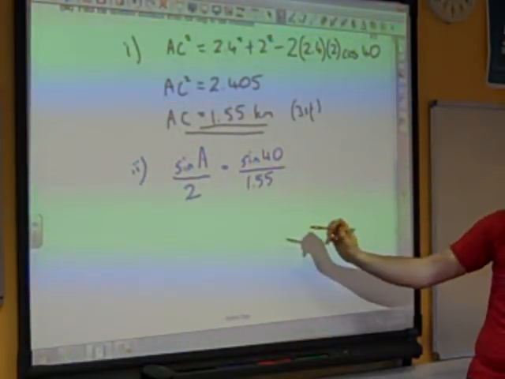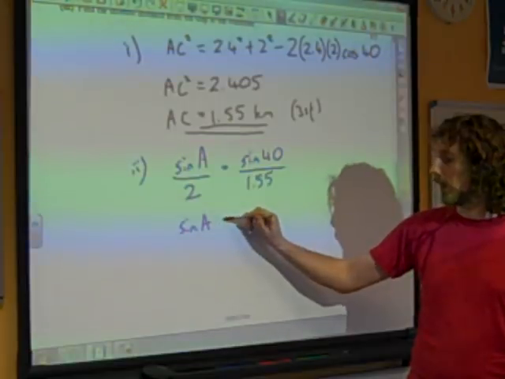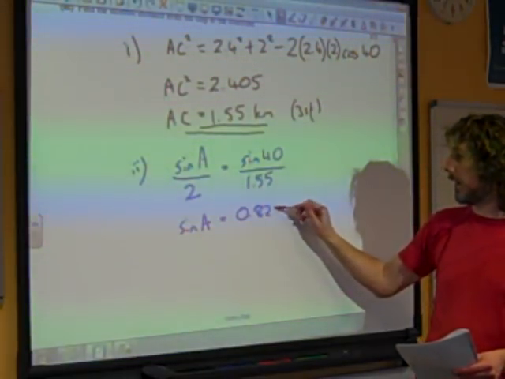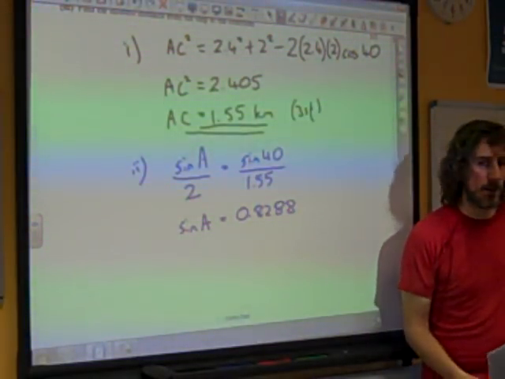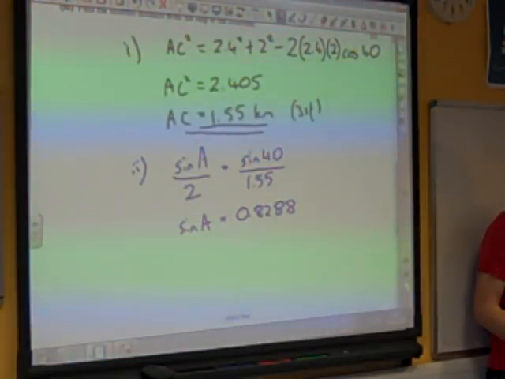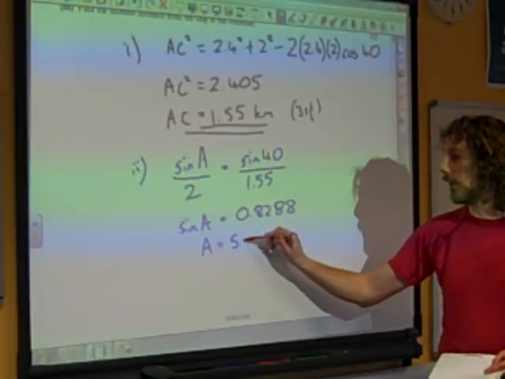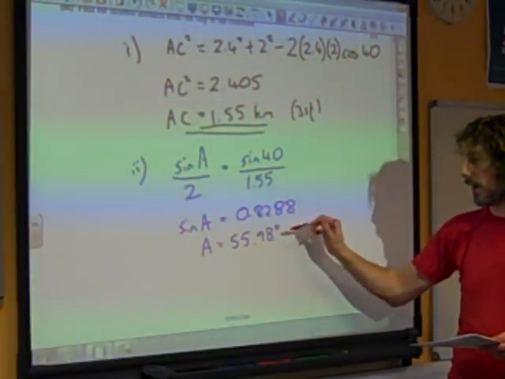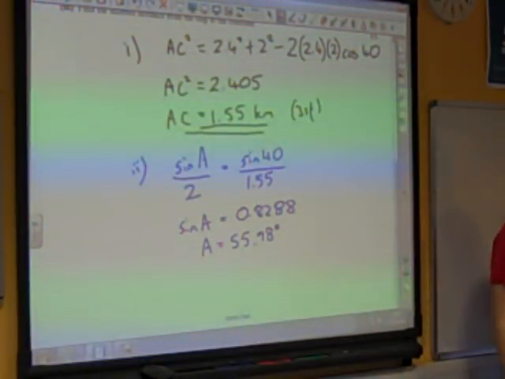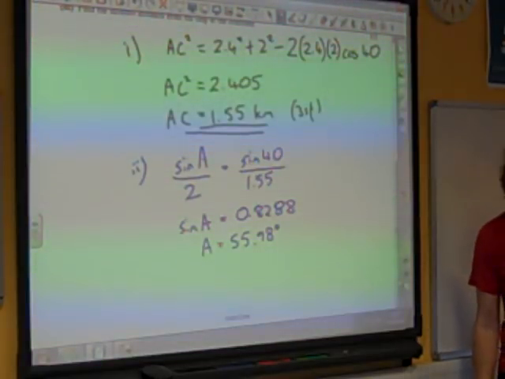If we rearrange this, we get sine A is 0.8288, I think. If you use the exact value, check that you can agree with that. And then inverse sine of that gives us A is 55.98 degrees. But of course that's not our answer, is it?